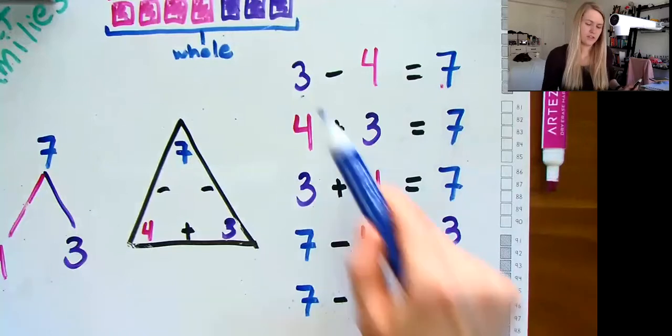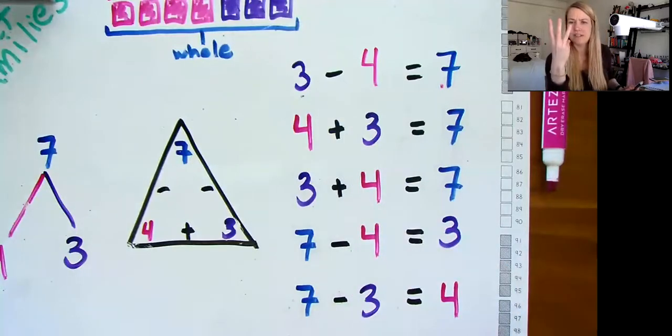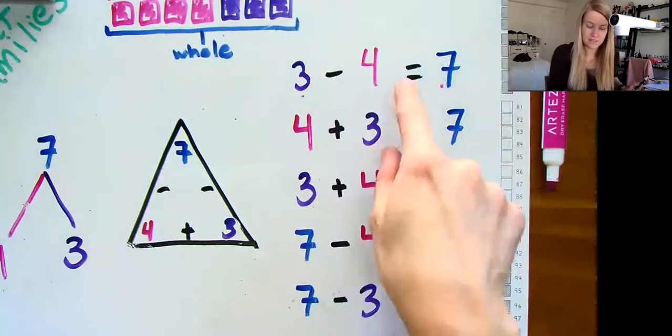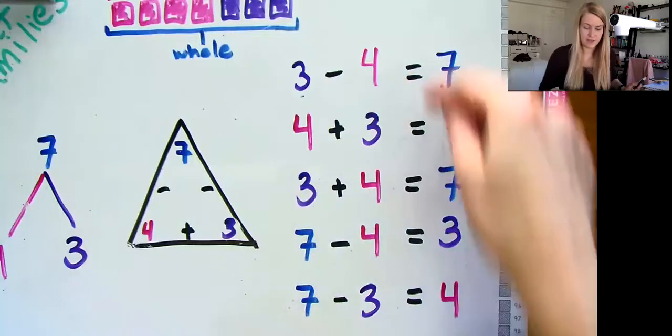Check yourself. 3 take away 4. Here's 3, take 4 away. 1, 2, 3. Now we're in negative numbers. 3 minus 4 does not equal 7. So you want to make sure that you double check that your placement is correct. These all are solvable. You just need to make sure that they work. Whatever's over here must equal whatever's over here. That's why we have this equal sign.